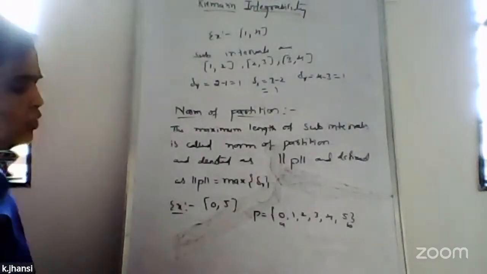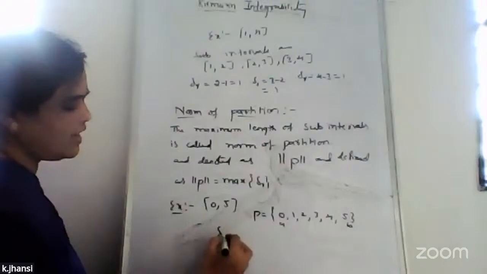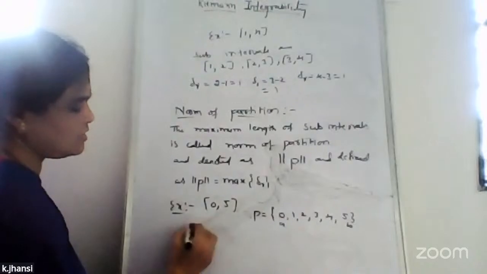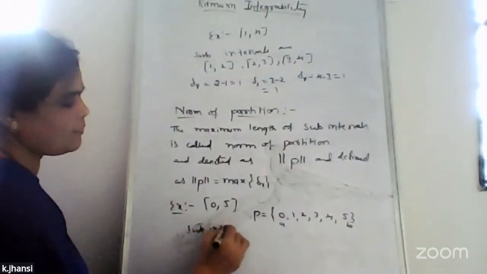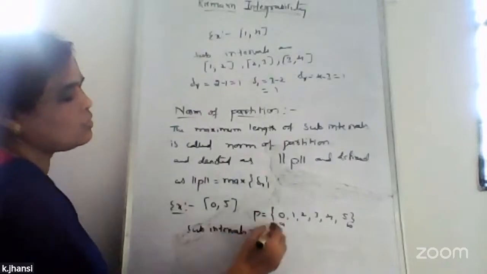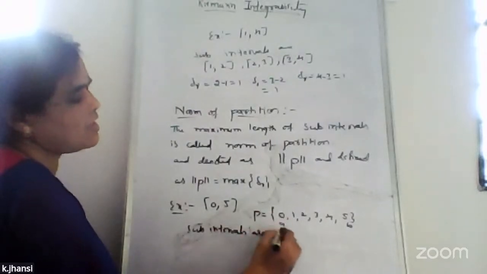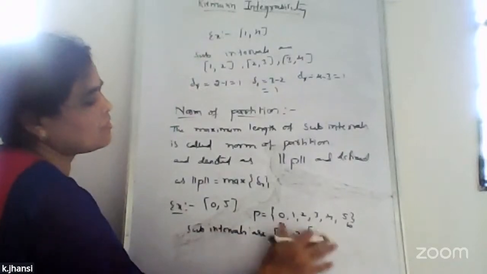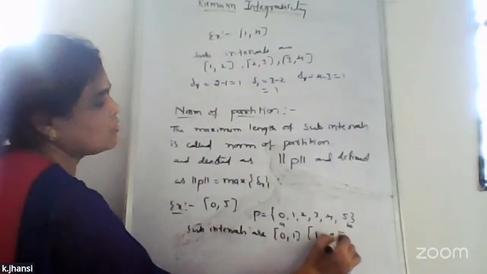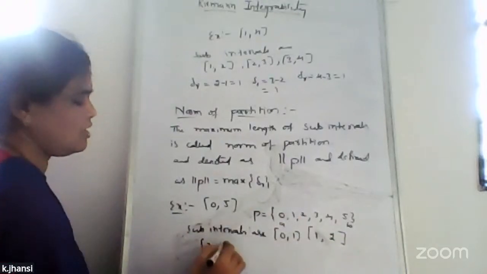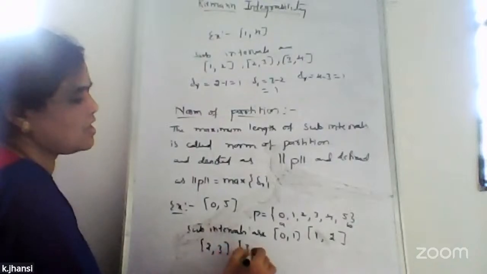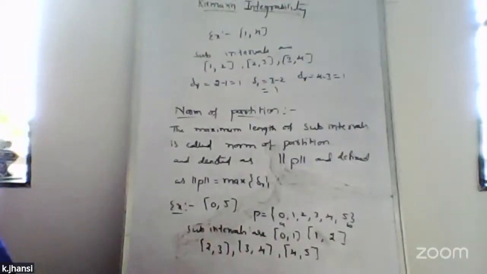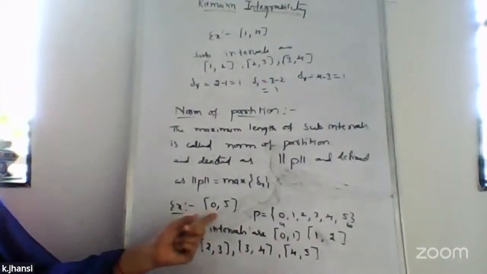Here we know how to find the delta R. If you take the subintervals, you will get them like this. The subintervals are: the first one is 0 comma 1, the second one is 1 comma 2, next 2 comma 3, next 3 comma 4, and the last one is 4 comma 5. Okay, these are the subintervals of the given closed interval 0 comma 5.